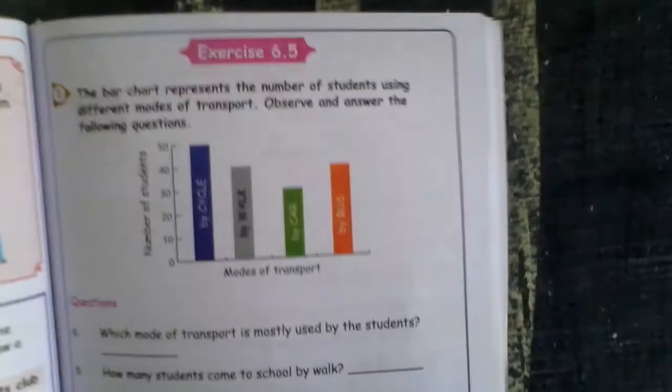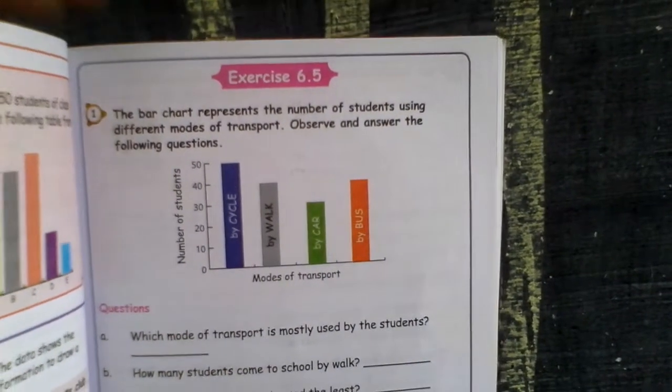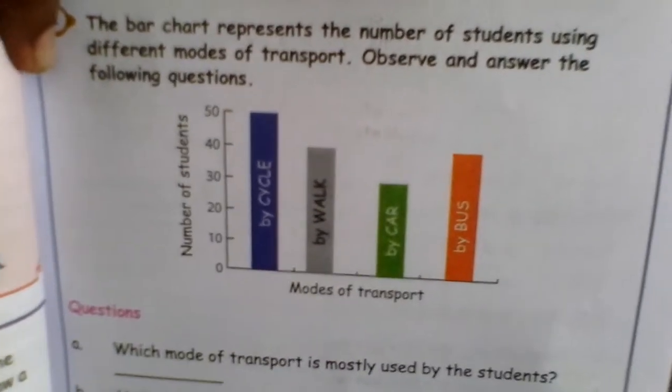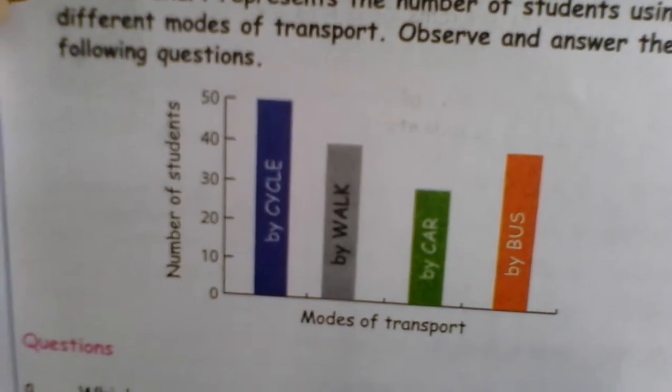Fine. Now the next we will try to solve this problem. The bar chart represents the number of students using different modes of transport. Observe and answer the following questions. Which mode of transport is mostly used by the students? Check it: it's a bicycle. Next, how many students come to school by walk? 40 students. Which mode of transport is used the least? It's a car. How many students come to school by bus? It's almost 40. These are the answers. With the bar chart, we found the answer.